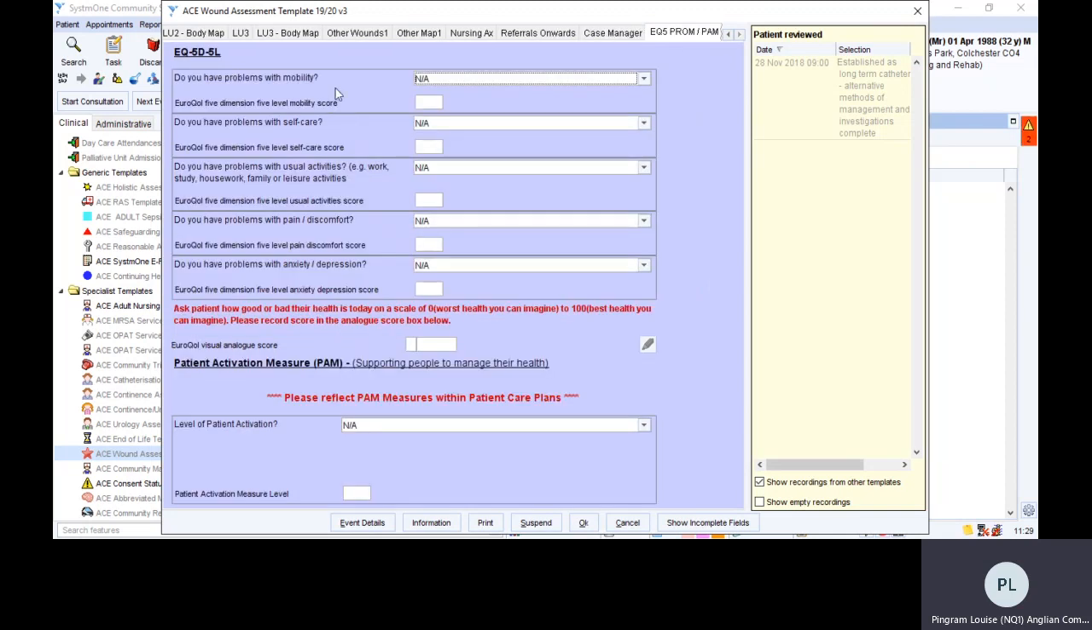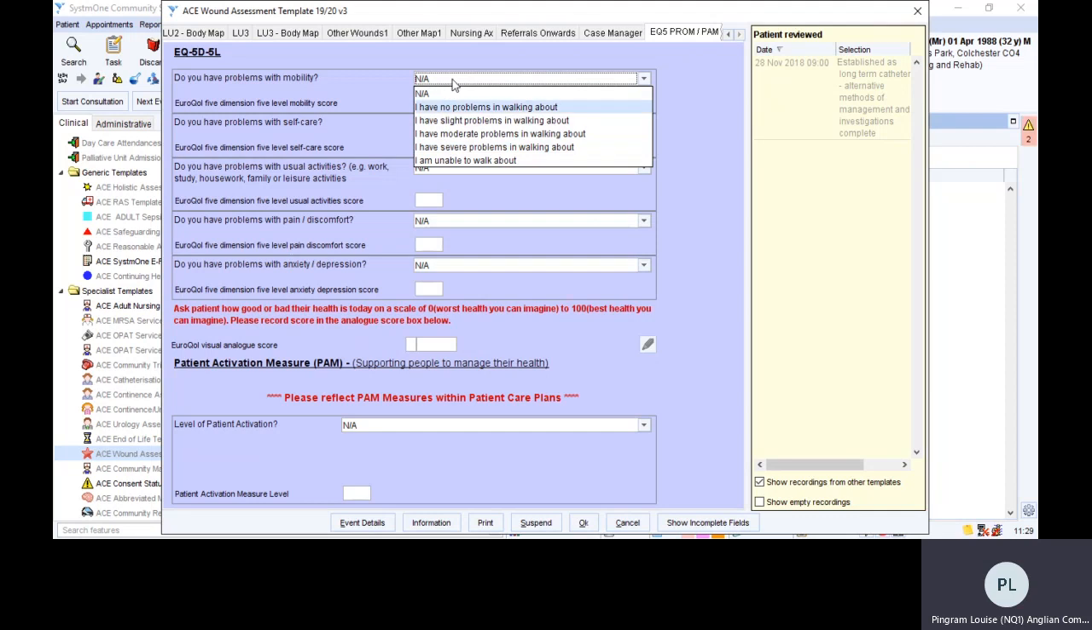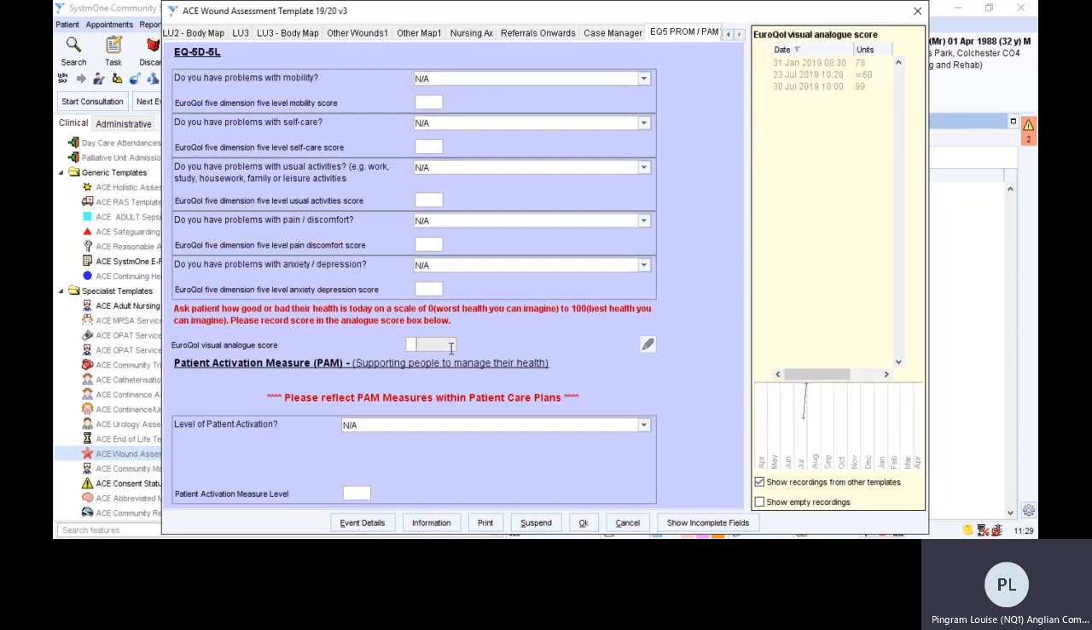And then EQ5D, which obviously needs to be done when the patient is admitted and discharged from the service. So you would go down and ask the patient these questions. The visual analog scale asks the patient to describe on a scale of 0 to 100 how they feel about their health, with 0 being their worst health and 100 being their best health. So you just document in there that number.